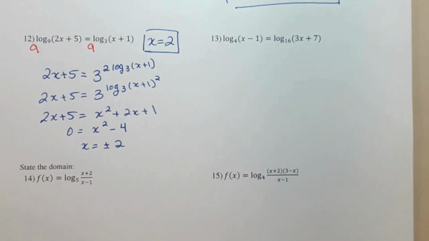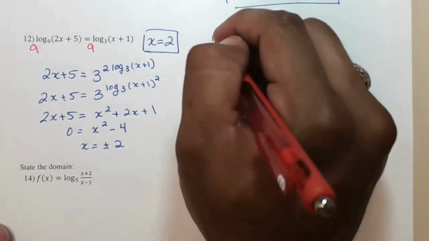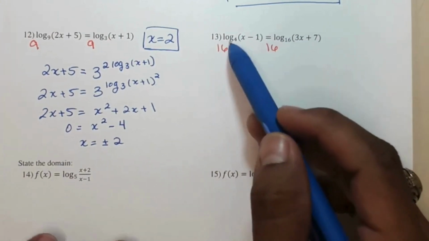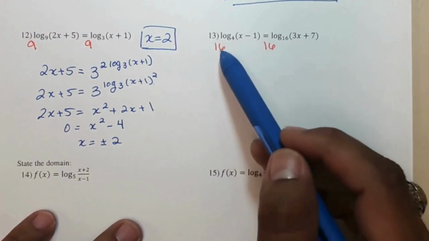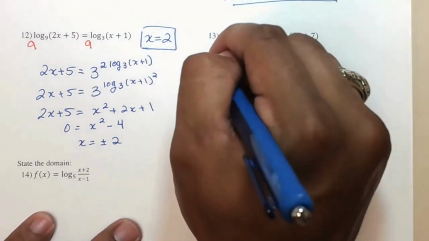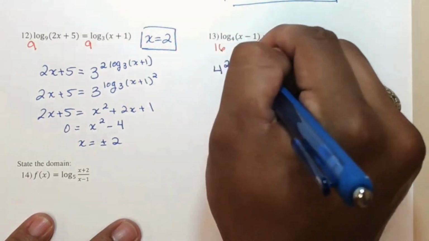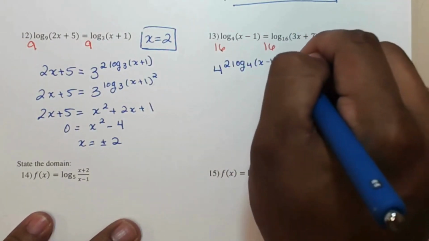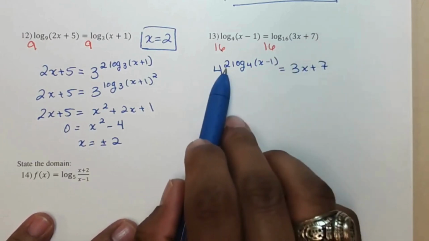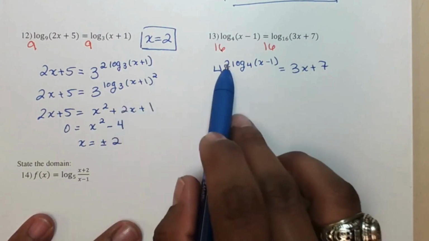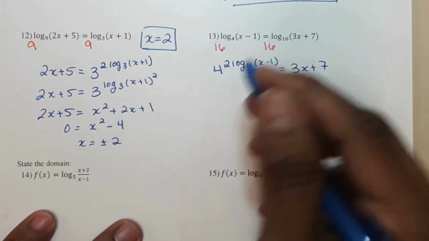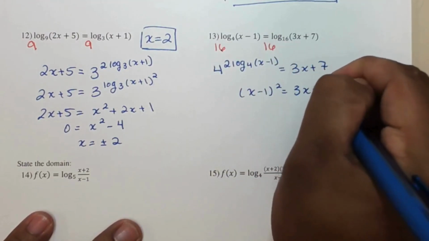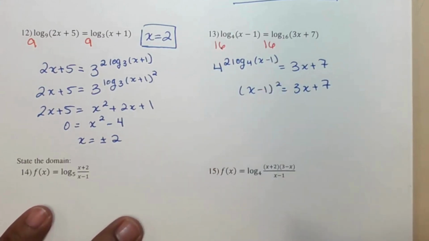So 13, what number should I raise those to? Hopefully you said 16. So I'm going to take those to 16 to that power. Why 16? Well, if I change 16 to base 4, I end up getting 4 squared to the log base 4 of x minus 1. On this side, the base of the exponent and the base of the log are the same, so we're left with what's on the inside. So kind of like what we did here, we're going to bring that in as an exponent. The base and the log cancel out each other, so we're left with x minus 1 squared equals 3x plus 7. Again, the coefficient goes in as an exponent.